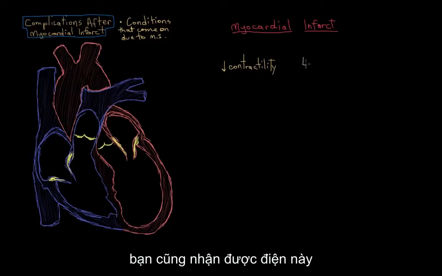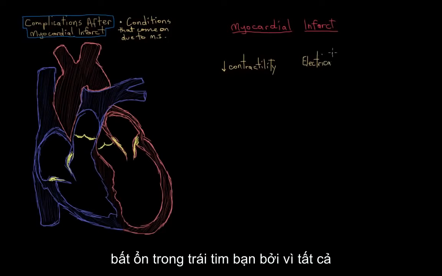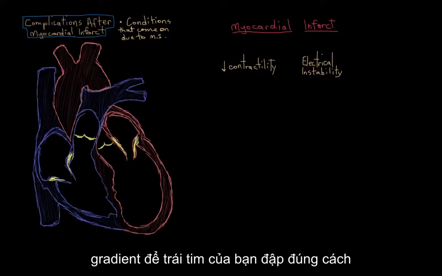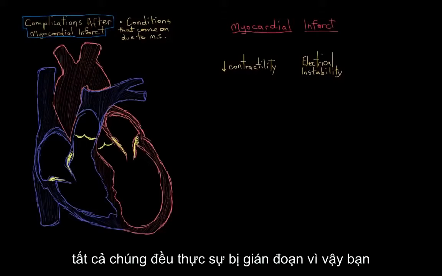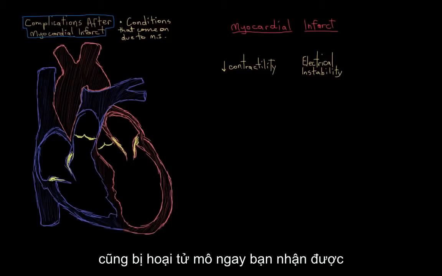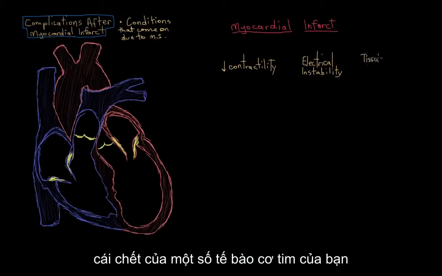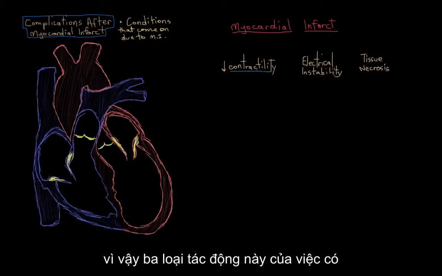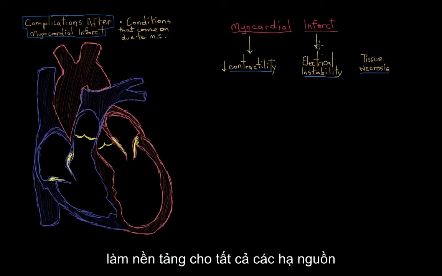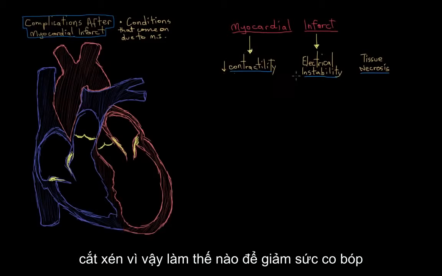You also get this electrical instability in your heart, because all of the ions that move back and forth across your heart muscle cell membranes to maintain your electrical gradients so your heart beats properly, they all get really disrupted. So you have this electrical instability. And you also get tissue necrosis, right? You get death of some of your heart muscle cells. So these three effects of having a myocardial infarct really underlie all of the downstream complications that are possibly going to crop up.